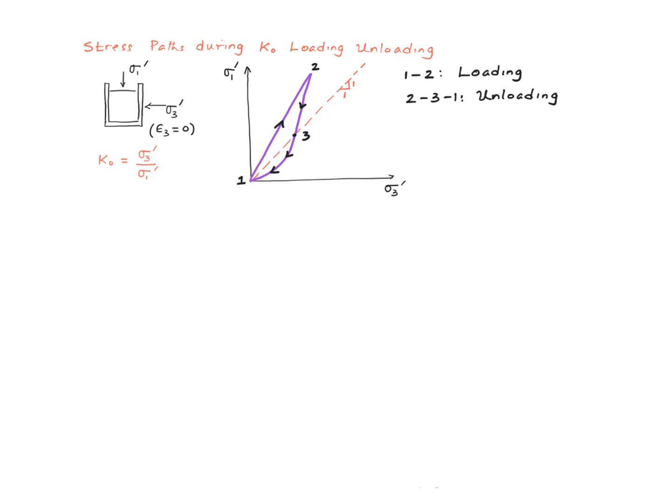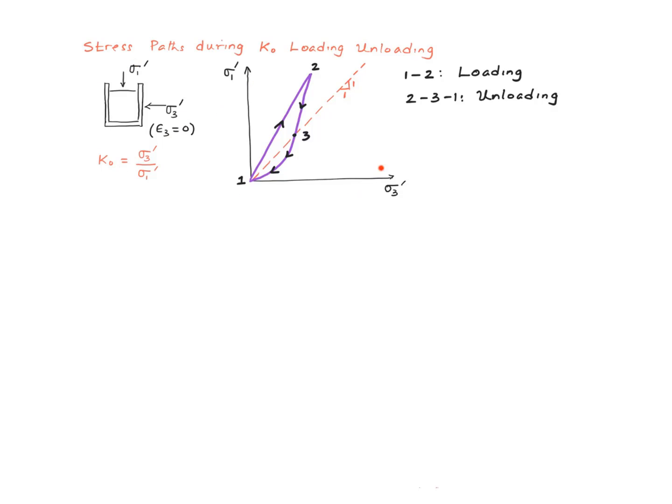If you're wondering what's so special about this type of consolidation, what's the boundary condition? The horizontal strain during this consolidation is 0. And for this reason, this is also called one-dimensional consolidation.